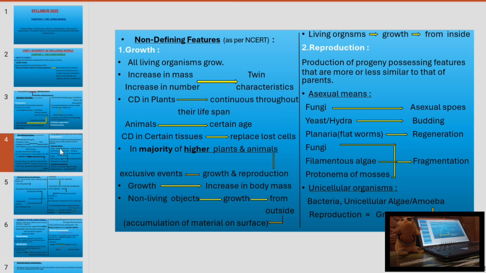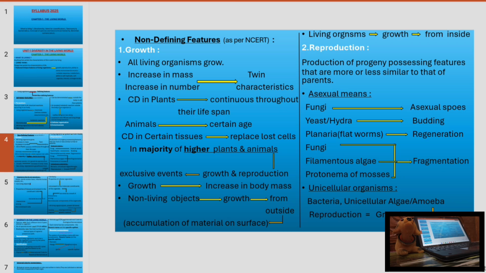And next are non-defining features. Non-defining features are not like the defining features; they can be exhibited by both living and non-living things, so they are not especially for a particular group. So they are said to be non-defining features. And here are some non-defining features given in NCERT.